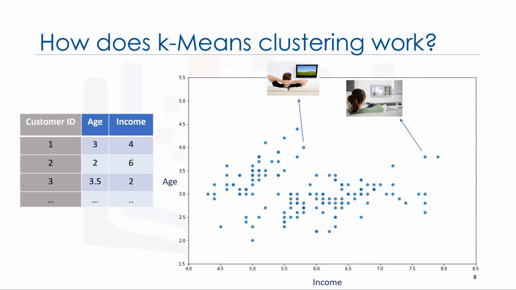Now, let's see how K-means clustering works. For the sake of simplicity, let's assume that our dataset has only two features, the age and income of customers. This means it's a two-dimensional space. We can show the distribution of customers using a scatter plot. The y-axis indicates age, and the x-axis shows income of customers. We try to cluster the customer dataset into distinct groups, or clusters, based on these two dimensions.